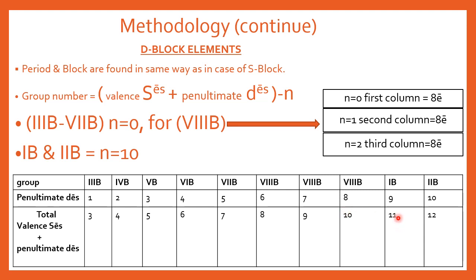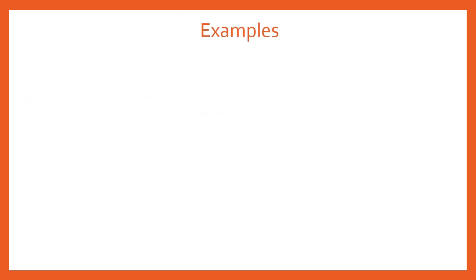And if you find 11 electrons, total sum of electrons is equal to 11, then it is group number first B. And if the total sum of electrons is equal to 12, then it will be the group second B. So as I mentioned the formula here, for the group first B and second B, n is equal to 10. For example, if I subtract 10 from 11, you will get 1, and that 1 will represent the 1B group. And in this case 12 minus 10 will be equal to 2, and it will give you the second B group.